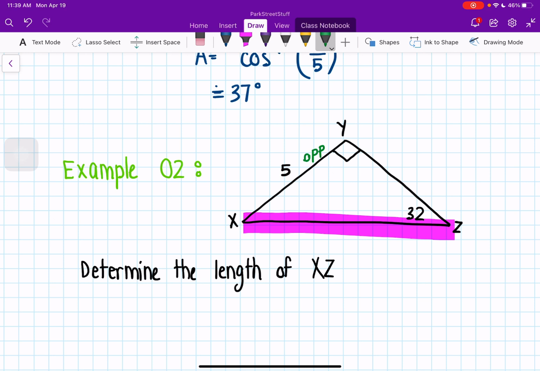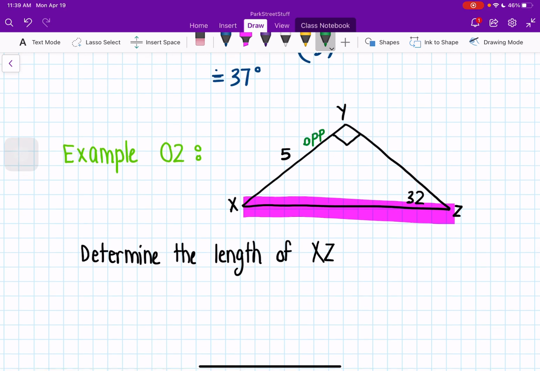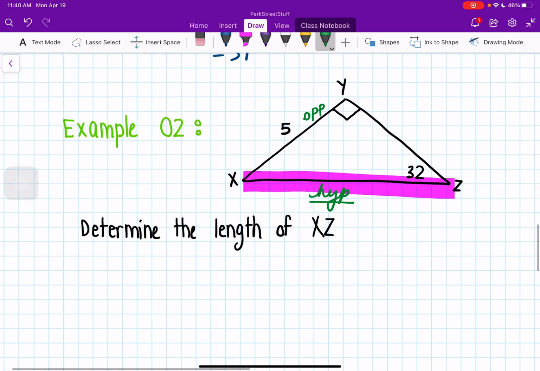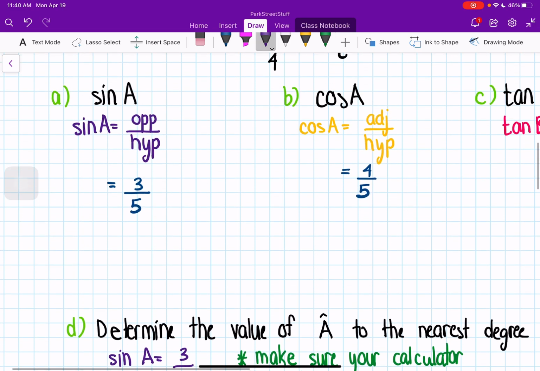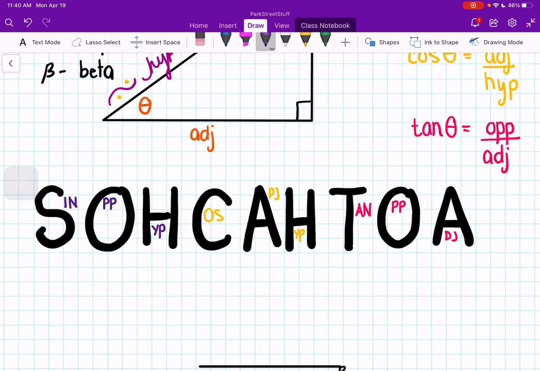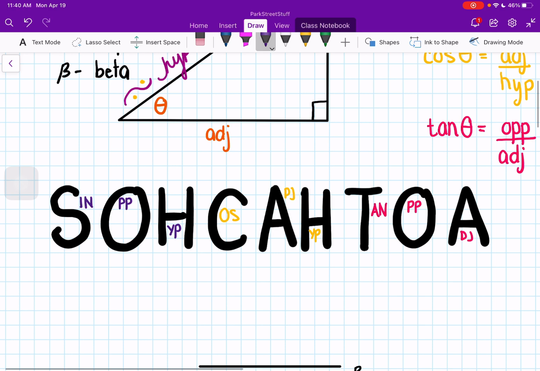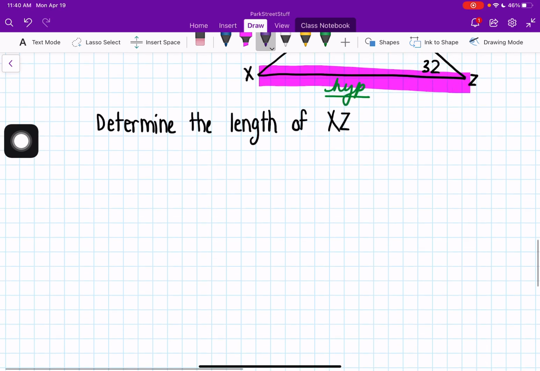Sometimes students will rush and look at this and say, well, that's adjacent to your 32. But it isn't called the adjacent, because remember, xz is a special side. This is our hypotenuse, because it is opposite the 90 degree. Okay? So we have the angle, we have the opposite, and we want the hypotenuse. So we have to think about, in our SOHCAHTOA, which trig ratio uses opposite and hypotenuse. And that is our sine, because SOH, right? It's the SOH part of SOHCAHTOA. So that's going to be needing sine.